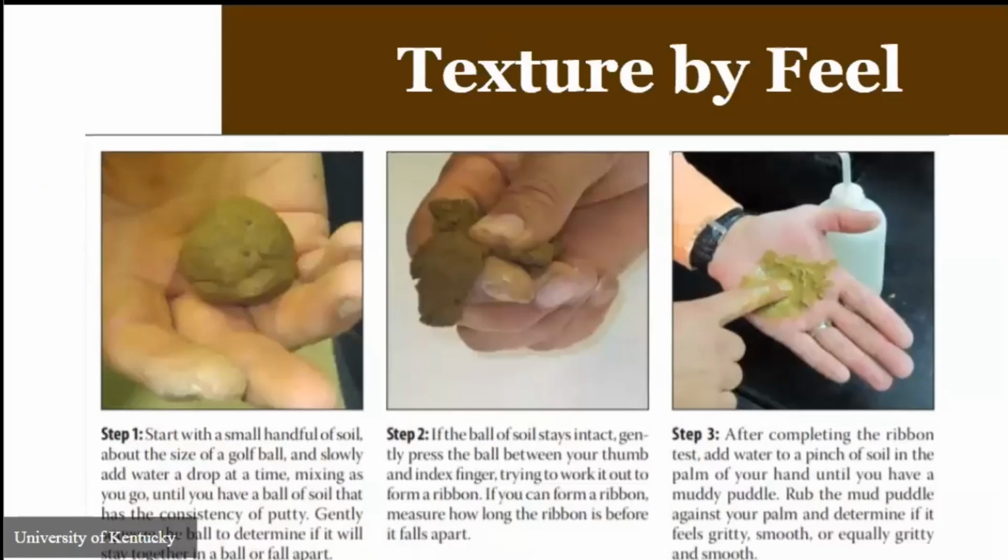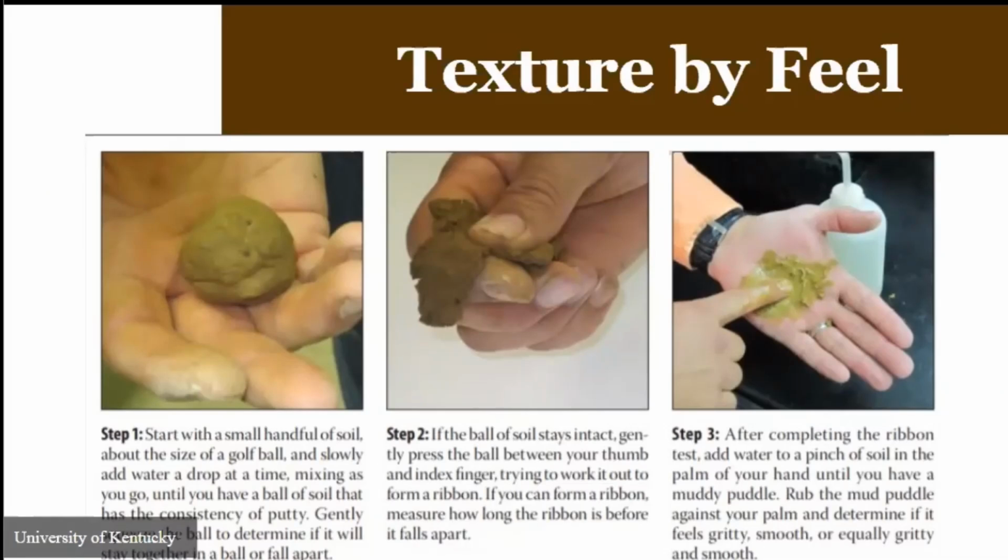Texture by feel. I really like this one, but if you don't like touching soil, then you probably don't want to do this one. Essentially, you take a little bit of soil, put it in your palm, put water in it, and try to form a ribbon, which is in that second photo. Based on how long the ribbon is, it tells you what type of particles are in there, because like I said, the smaller ones want to stick together. So if it's a really long ribbon, it might be clay. And then you're looking at the grittiness, like is there a lot of sand particles in there when I feel it? So this one definitely takes a lot of practice, and eventually you just do it and it makes sense.